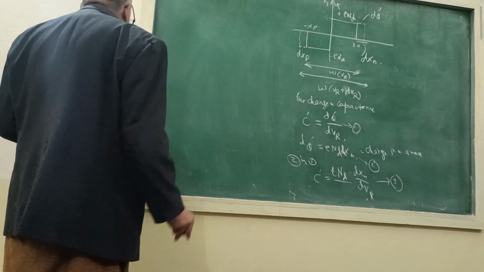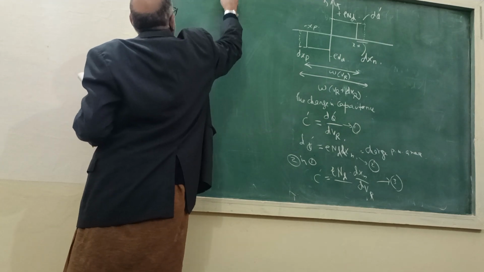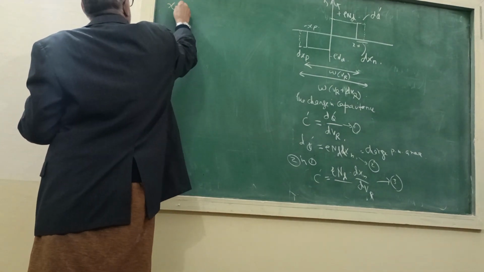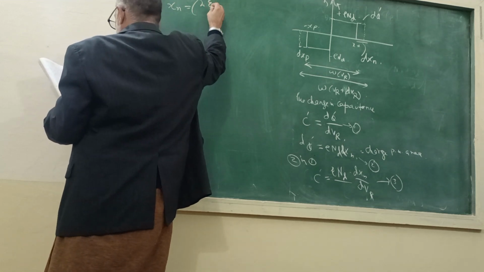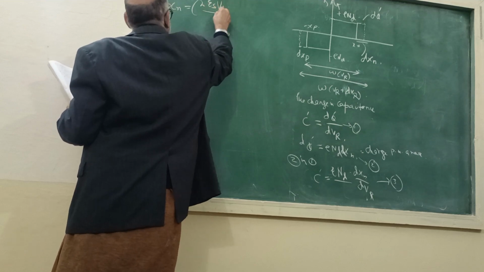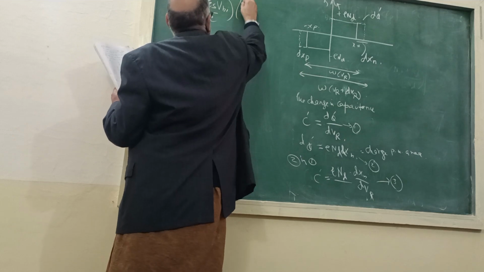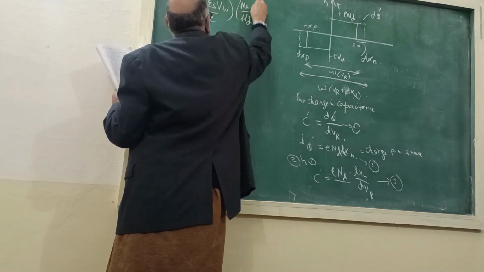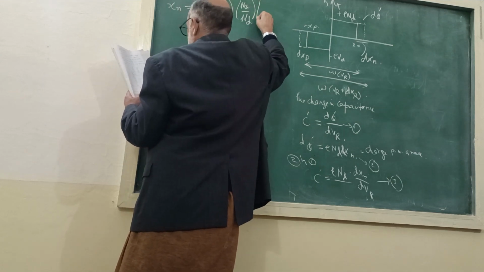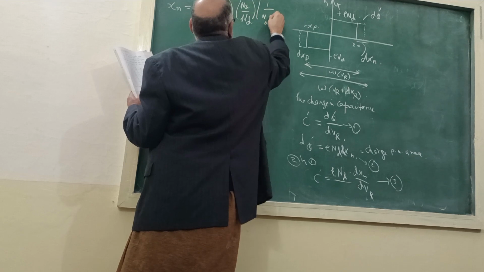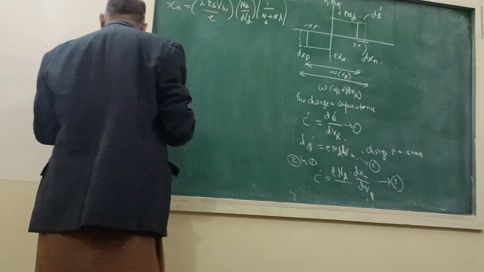Okay. Now at zero bias, we know that x_n was equal to the square root of 2 epsilon_s V_BI divided by q, times N_A over N_D, to the power 1 over 2, and 1 over N_A plus N_D to the power 1 over 2.